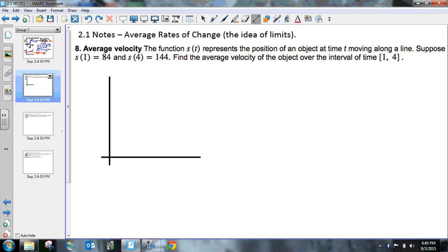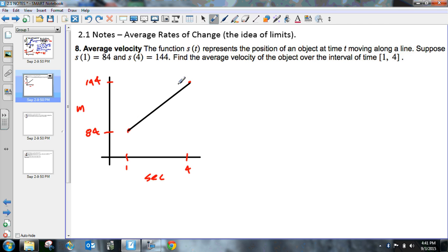Okay, I've got a time value of 1 and 4, and I have a y value at 1 that is 84. I've got this point here, and then at 4, I've got 144. This is not to scale, but just bear with me. And we want to calculate the slope of this line. Because remember, this is position, in say meters per second. This is distance, this is time.